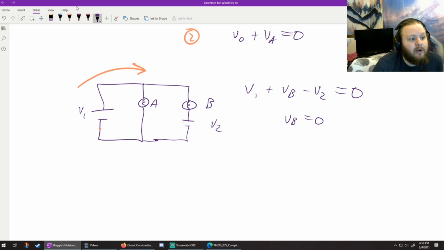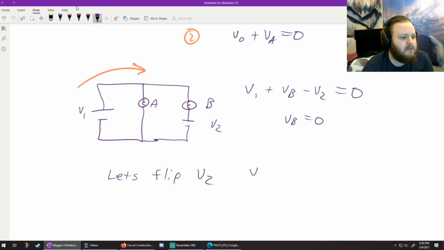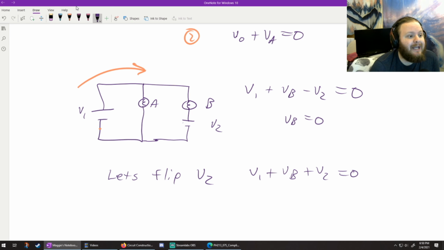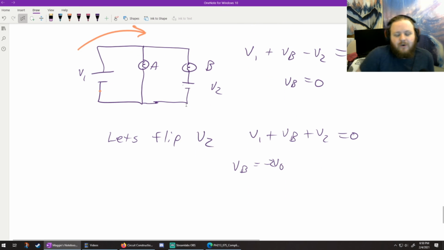If I flip this battery around, let's flip V2 and see what happens. If I flip V2, then this equation becomes V1 plus VB plus V2 equals 0. It looks to me like B is dropping quite a bit, right? B is going to drop then 2 V naughts, right? So what's going to happen to bulb A if I flip V2 around and connect the circuit? Maggie says nothing will happen to bulb A. It will stay the same.